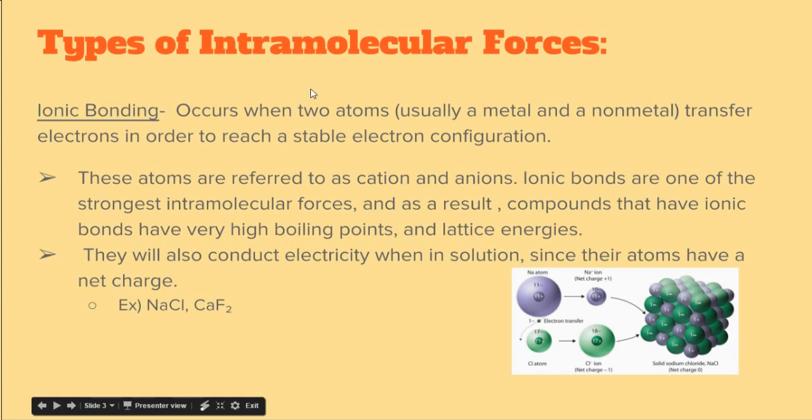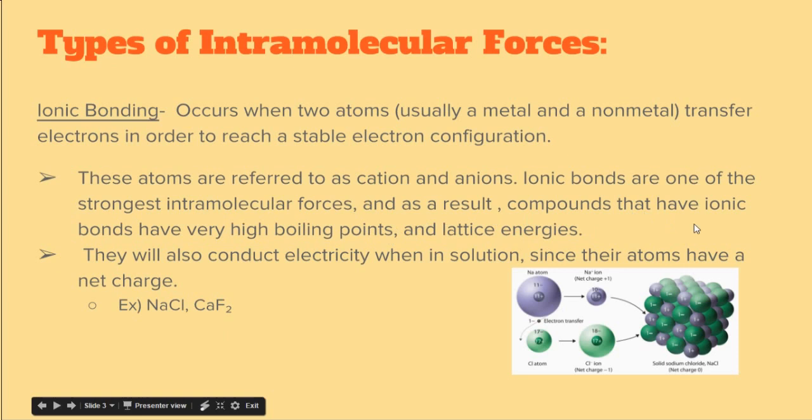So the types of intramolecular forces. The first one we'll talk about is ionic bonding. This occurs when two atoms, usually a metal and a nonmetal, transfer electrons in order to reach a stable electron configuration. These atoms are referred to as cations and anions. You knew all that already probably. And ionic bonds are one of the strongest intramolecular forces.